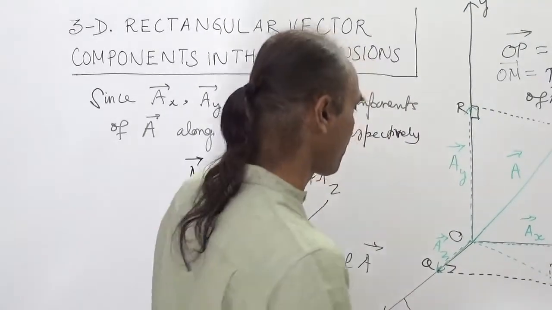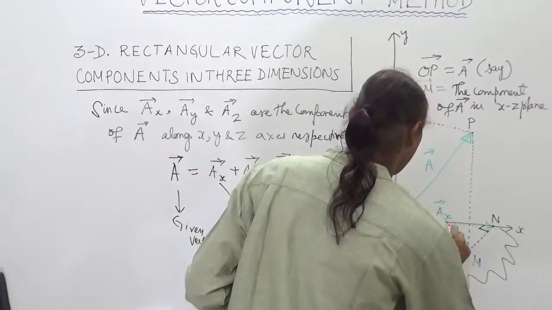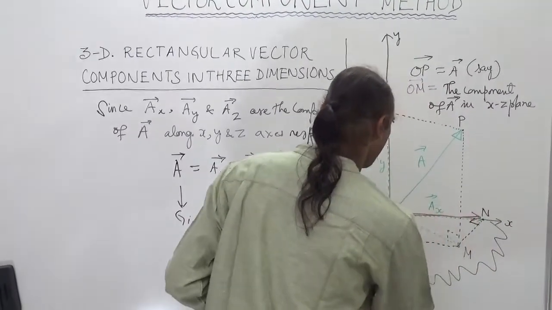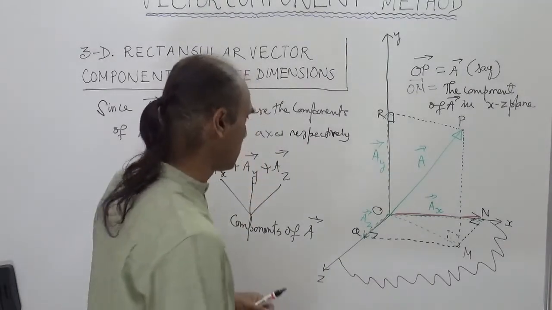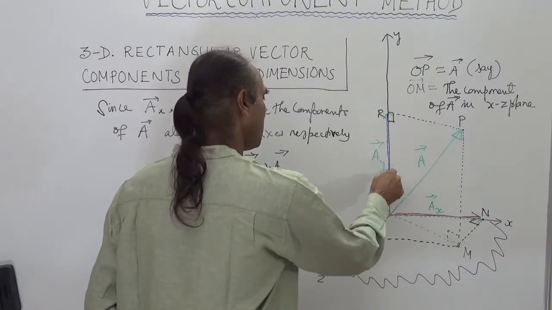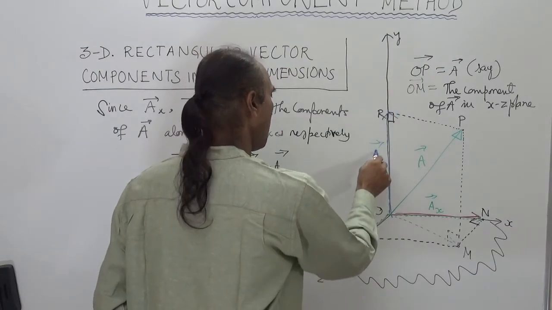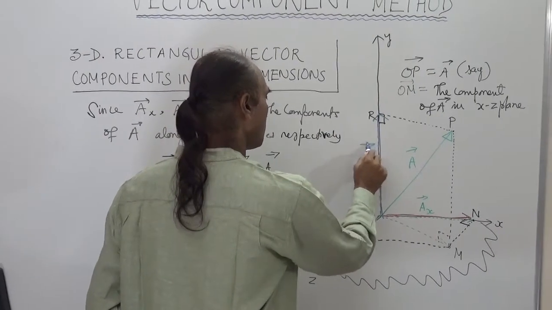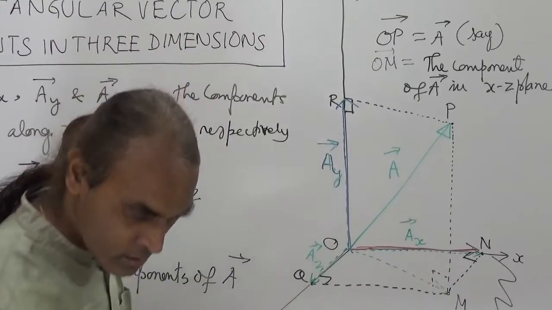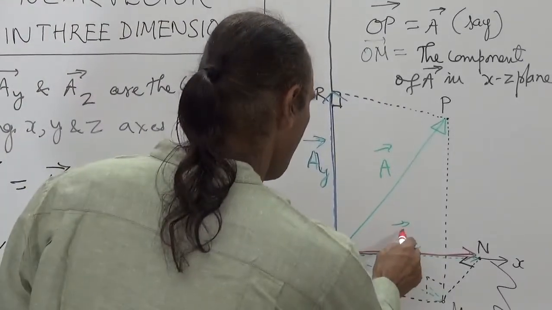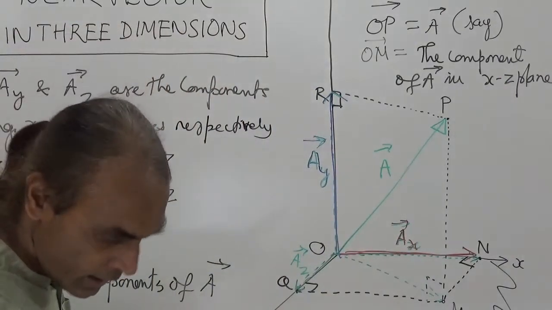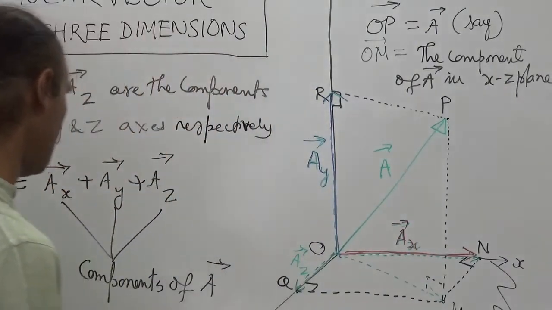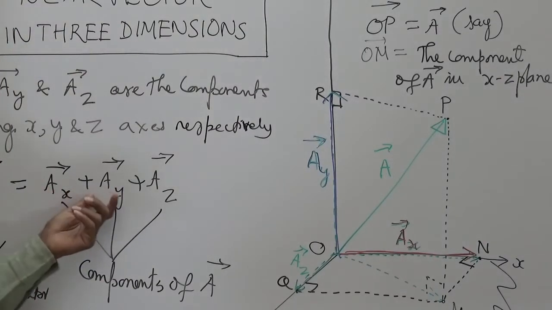So this is Ax, this is Ay, and this is Az. So Ax plus Ay plus Az is equal to A.